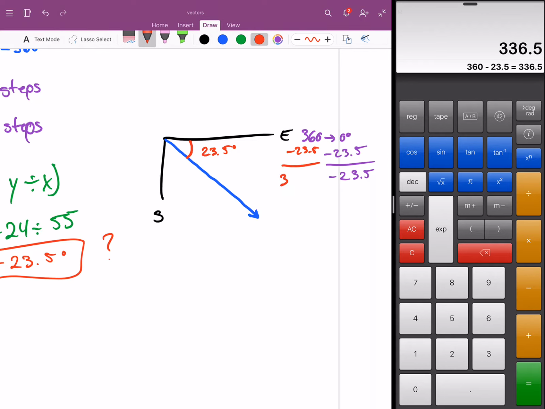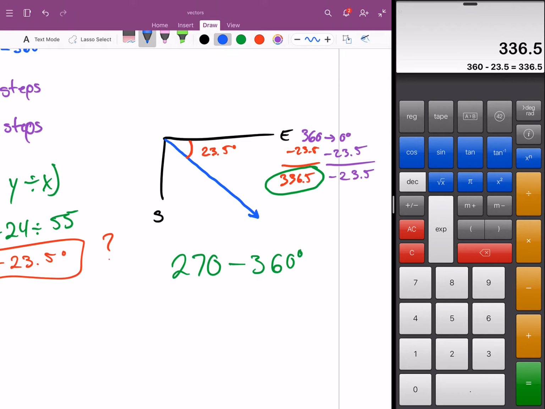You have 336.5. Now earlier I said we're going to the southeast. This is quadrant 4, responsible for 270 through 360 degrees. This number makes more logical sense compared to negative 23.5 as the calculator gave it to us originally.